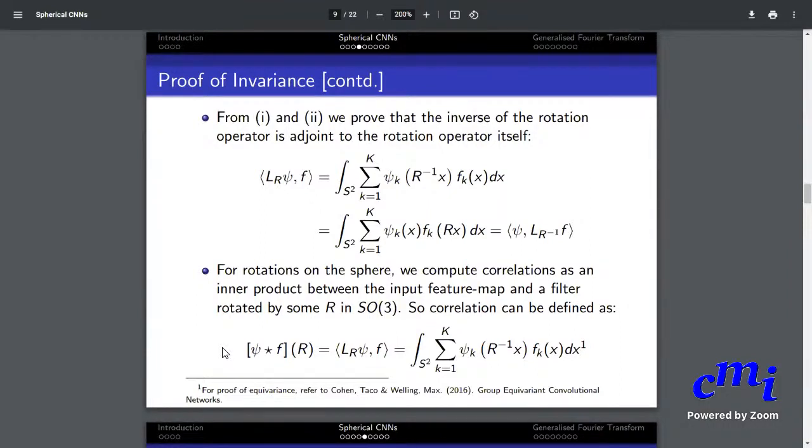So we apply the rotation on the filter, and then it's the inner product between that and F. Sorry, it's taking a while to get this. So LR is the map from where to where? Just so, ma'am, you can assume it like this.